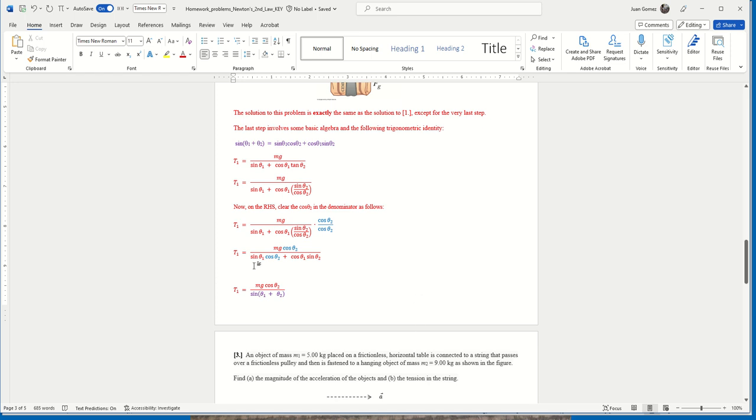Notice right here, what's this? This is our identity. In this step, in the denominator, sine theta 1 cosine theta 2 plus cosine theta 1 sine theta 2, that's sine of theta 1 plus theta 2. And we're done. You just have to blow the dust off the old trigonometry notes and remember the identities.